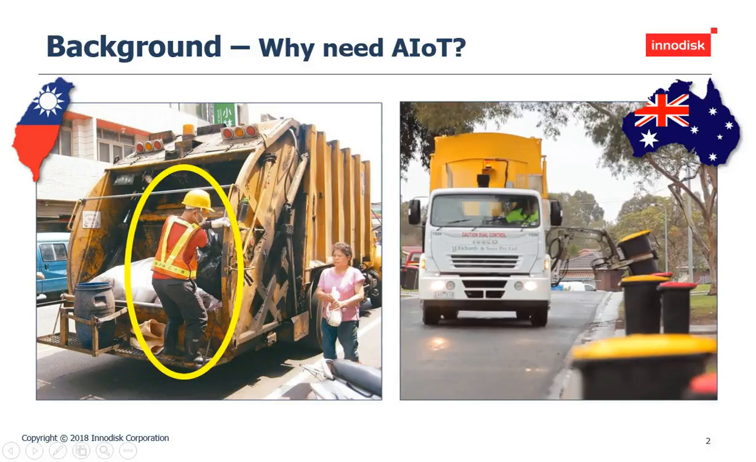Well, look at the garbage truck in Australia. They are using a robotic arm instead, reaching out far away from the truck, grabbing the garbage can, pouring the garbage into the truck, and putting the can back on the street.